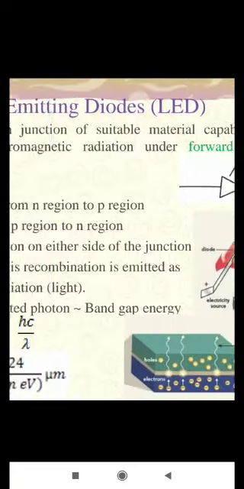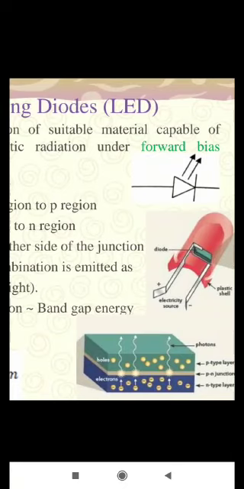Let us go to the details of an LED, that is the light emitting diode. An LED is a heavily doped PN junction of suitable material capable of emission of electromagnetic radiation under forward biased condition. We can represent an LED using the symbol shown here with a P-type and N-type region, and the arrows pointing outward indicate the emission of electromagnetic radiation.